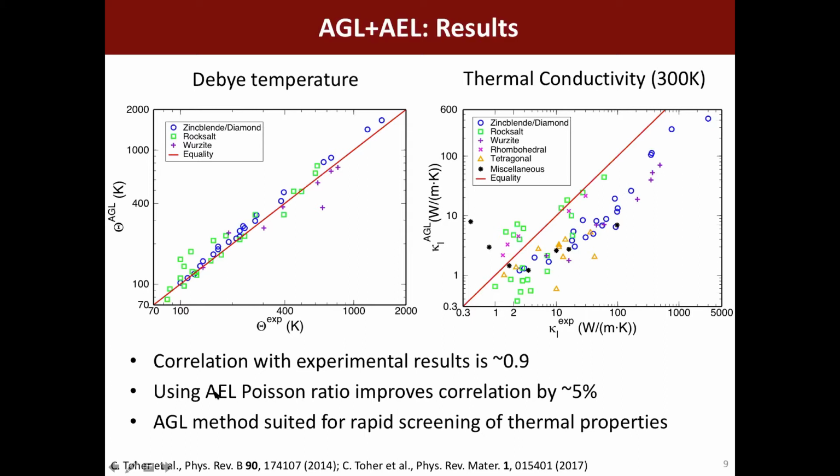And then using this AEL Poisson ratio, instead of just estimating, so we can use an estimate of 0.25. This is sort of like a default Poisson ratio, but if we actually calculate it with AEL and incorporate it into the workflow, so we do a combined workflow, we can improve the correlation by about 5%.